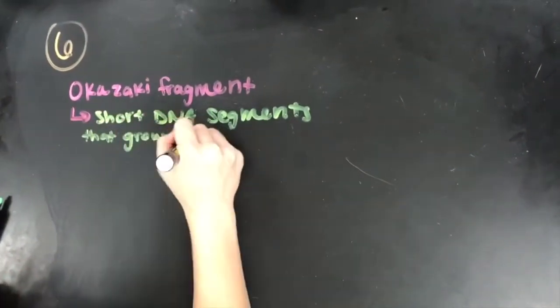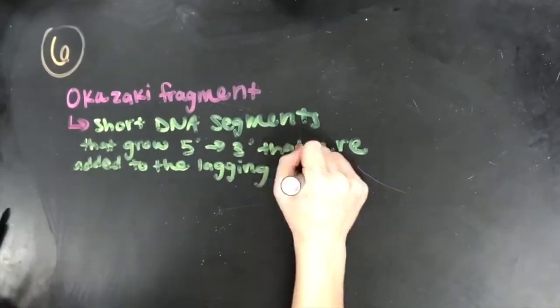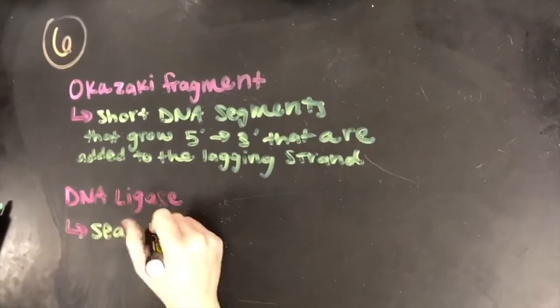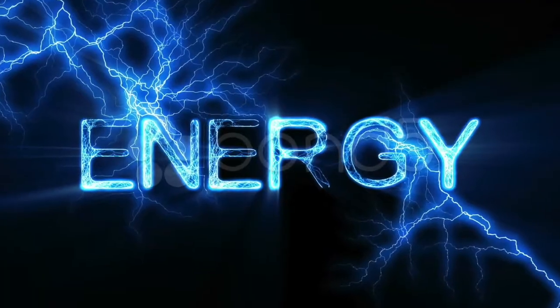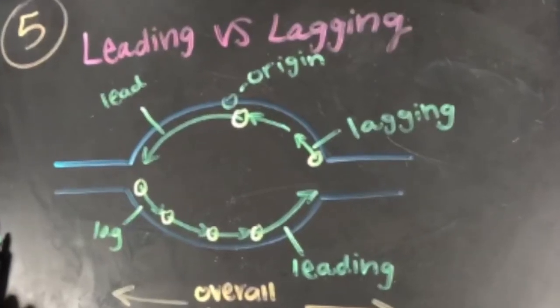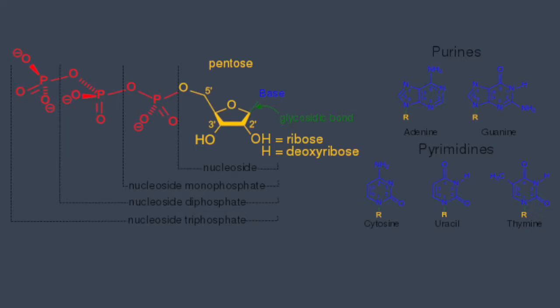Okazaki fragments are about 100 to 200 nucleotides long and will be joined into 1 continuous strand by the enzyme DNA ligase. The energy that creates the growing strand comes from the incoming nucleotides.